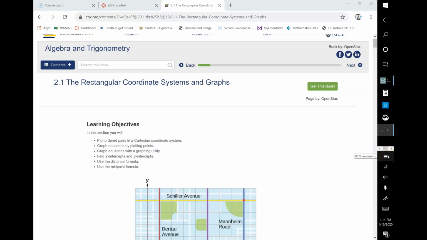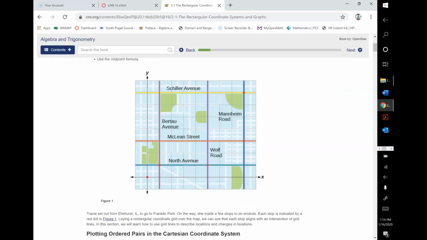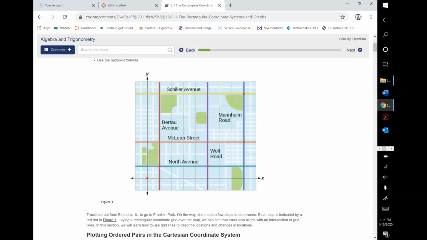So in this video, we're going to cover 2.1 rectangular coordinate systems and graphs. So we'll review plotting coordinate pairs, looking at the quadrants and how they're labeled. In your book, again, I really encourage you to read through that, even if you're just going through it quickly, just to refresh on some of the vocabulary and such.